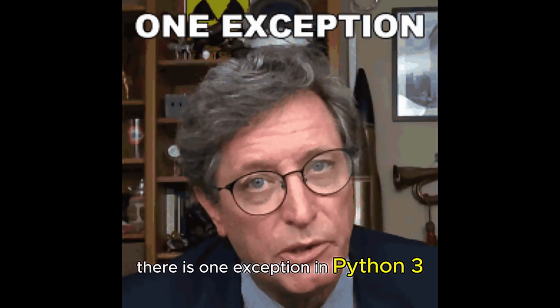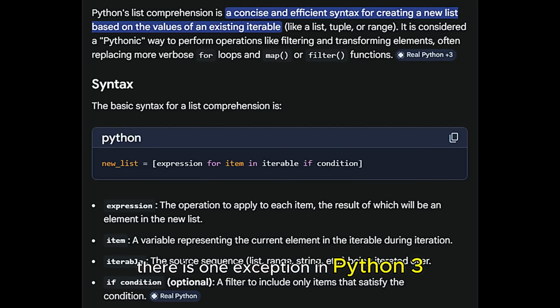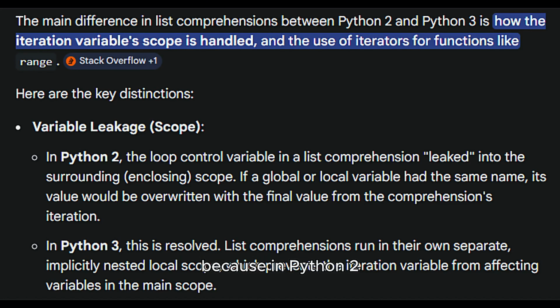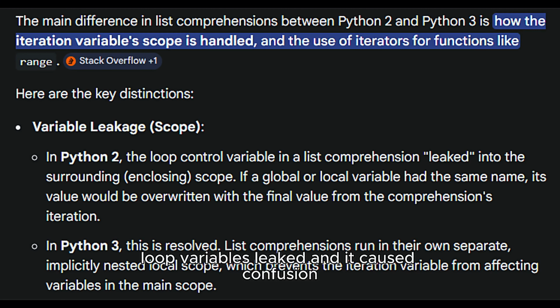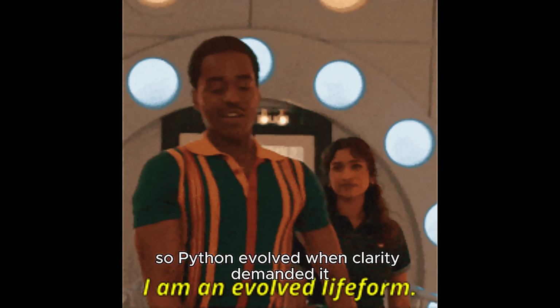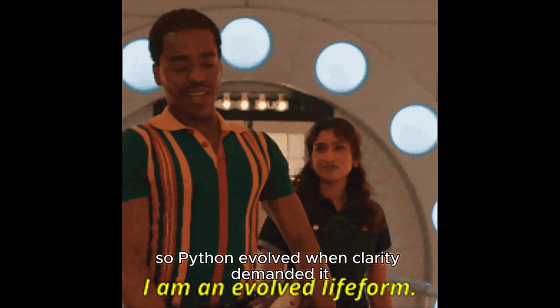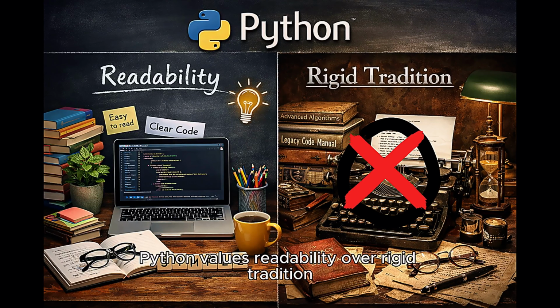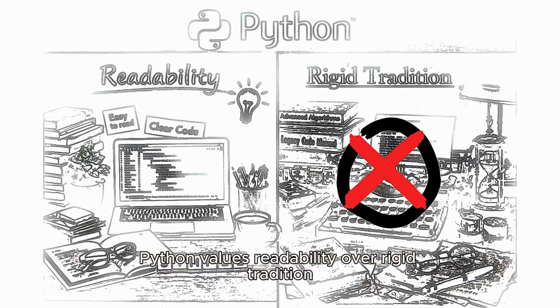There is one exception. In Python 3, list comprehensions have their own scope. Why? Because in Python 2, loop variables leaked and it caused confusion. So Python evolved when clarity demanded it. That tells you something important. Python values readability over rigid tradition.